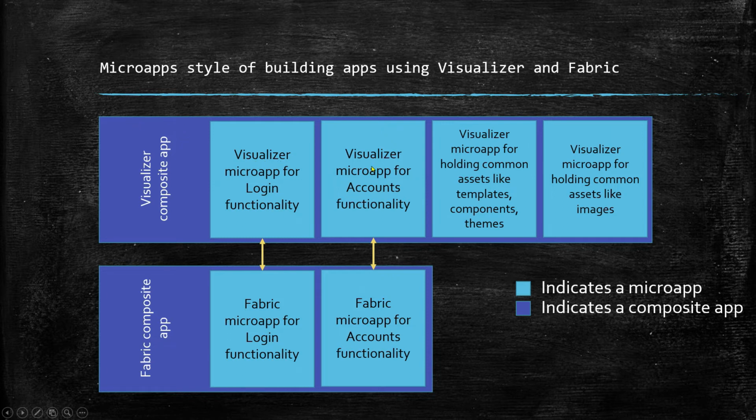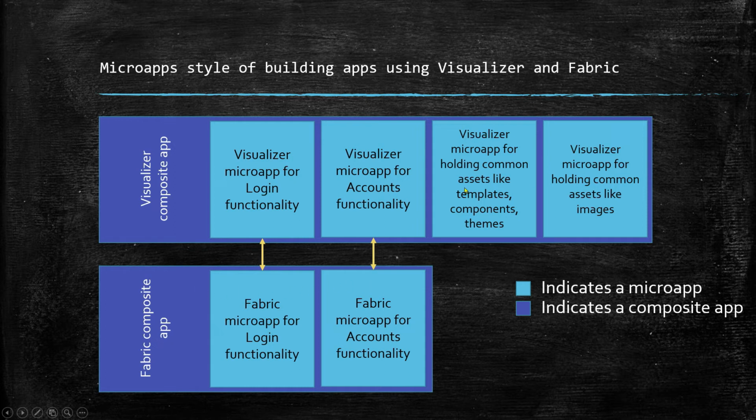So the individual apps, we are calling them micro apps, and the app which links all the individual apps together to build the functionalities that we want to have as part of the app is termed a composite app. Similarly, on the Fabric side, we now have the capability of creating a Fabric app and linking other individual Fabric apps into it. Such a Fabric app, we are calling a Fabric composite app.